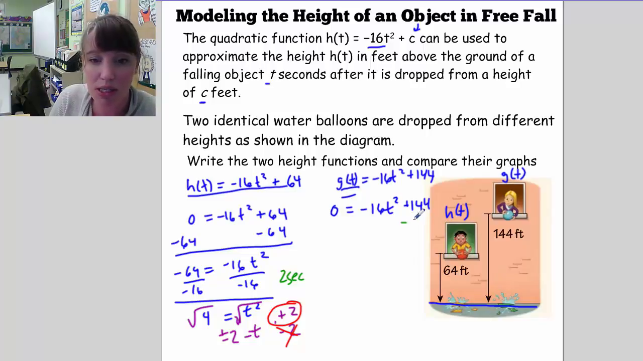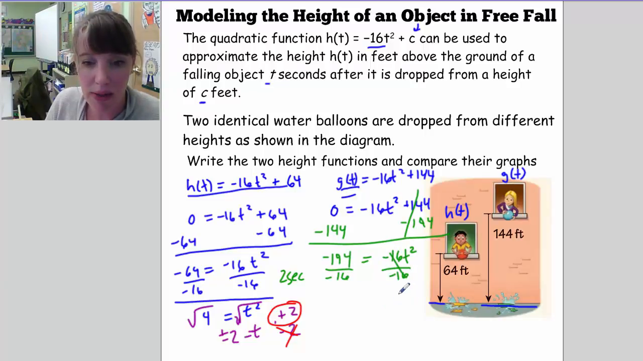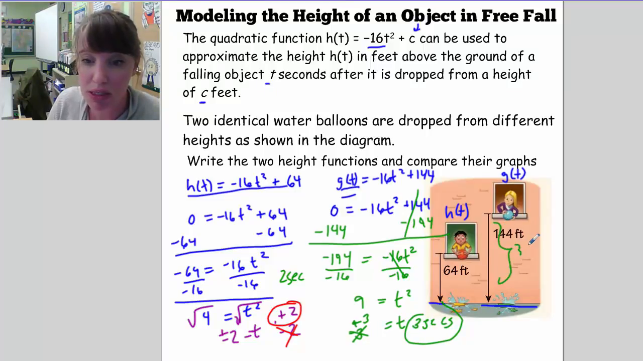Now for this one, let's again subtract 144. We have -16t squared is equal to -144. Let's divide each side by -16, and then t squared is equal to 9. So again, t would be equal to plus or minus 3. We're going to reject the -3 and take the +3 because that makes sense in the context of the problem. So this would be 3 seconds. This person would take 3 seconds to drop, and this balloon would take 2 seconds to drop. And that's how you solve these questions.